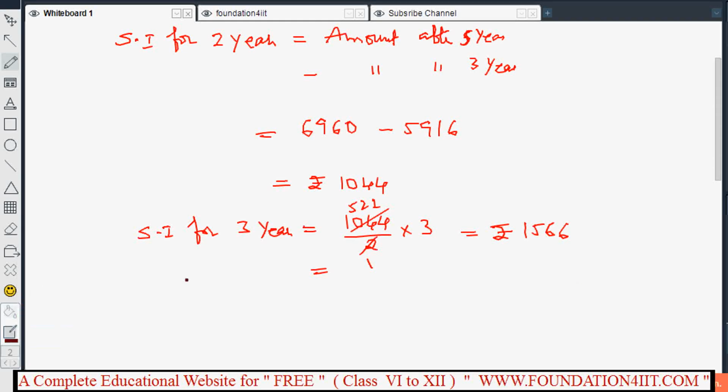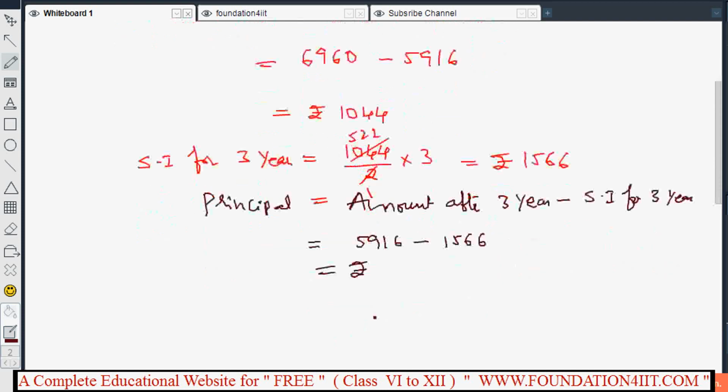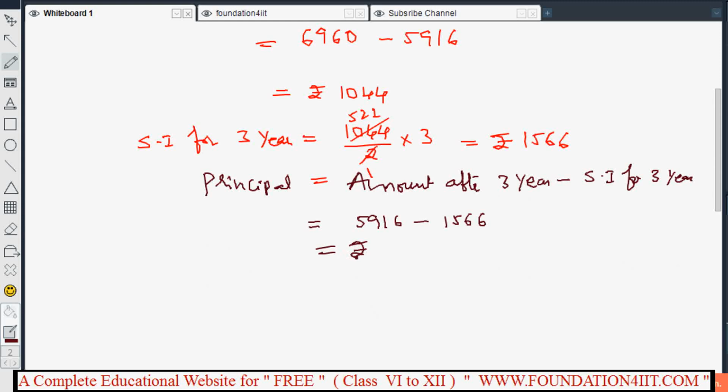Therefore principal is equal to amount after 3 years minus simple interest for 3 years. Amount after 3 years, because that includes interest. From this, if I subtract the simple interest for 3 years, that is nothing but the principal. Amount after 3 years is given in the question, that is 5,916, minus simple interest of 3 years, 1566. If you subtract both, that is the principal, that is 4,350.